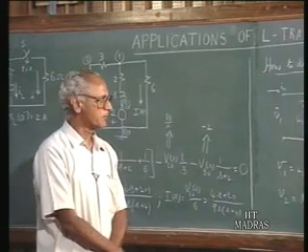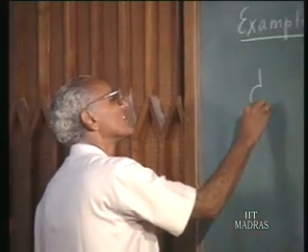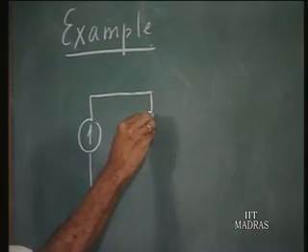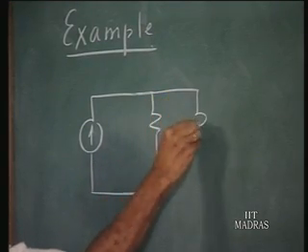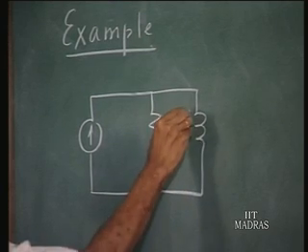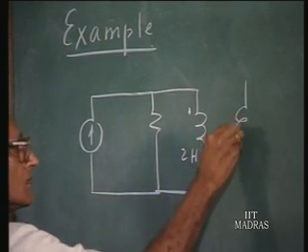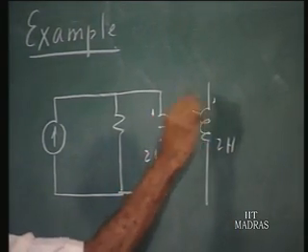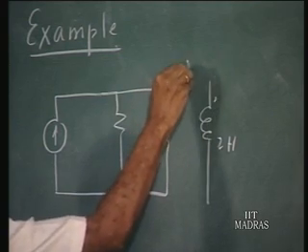Let us work out an example to clarify these ideas. In this example, we have a circuit with a pair of coupled coils having this arrangement: 2 Henries, and let this also be 2 Henries self inductance, and let the mutual inductance between these two coils be 1 Henry.